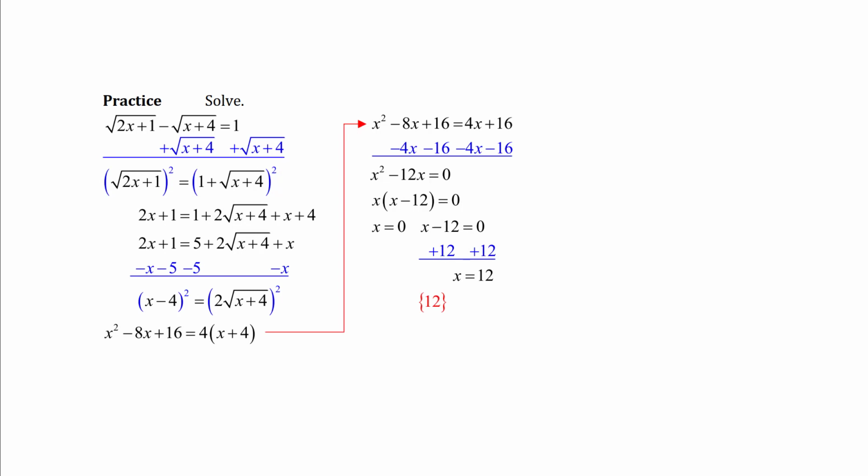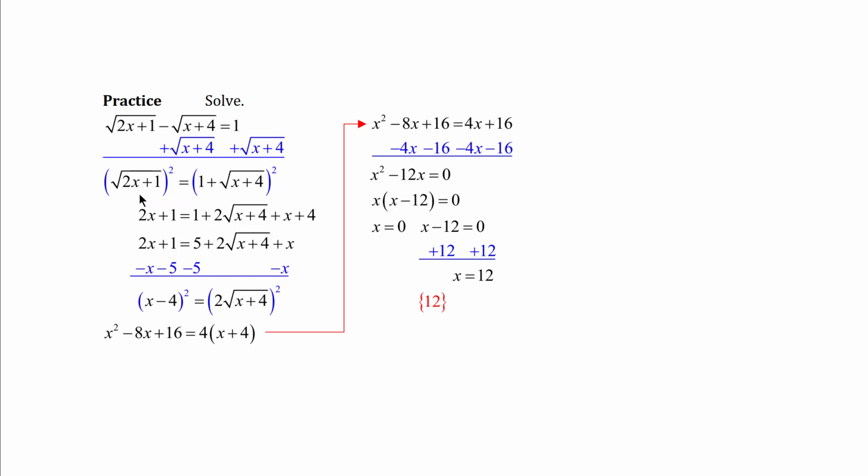Okay, so let's go over the solutions. First, we need to isolate one of the radicals on one side of the equation, so I'm going to add the square root of x plus 4 to both sides of the equation. The result is the square root of 2x plus 1 equals 1 plus the square root of x plus 4. Next, we get rid of the radical by squaring both sides of the equation.